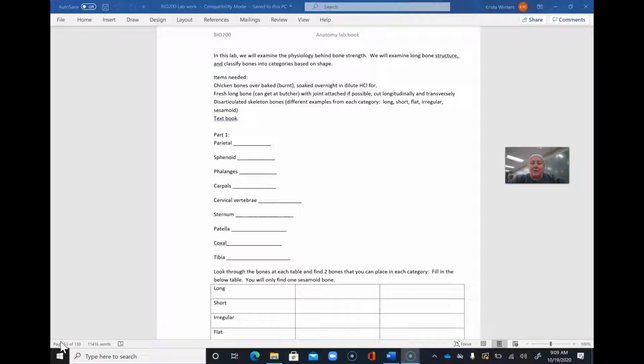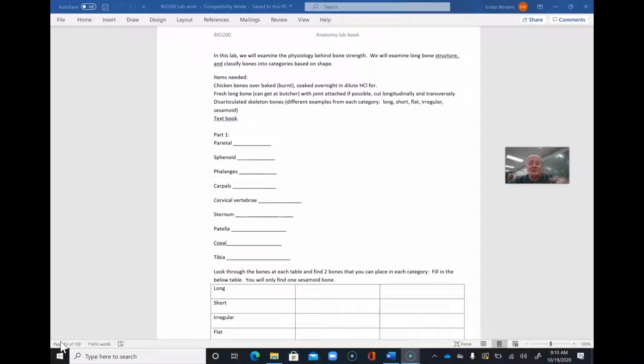In this lab, we're going to be looking at bones and determining which grouping they belong in. We're going to look at bones and try to figure out why they are as strong as they are. And if we have a chance, we're going to look at an actual femur bone from a cow. So we'll see if I can get into that one as well.